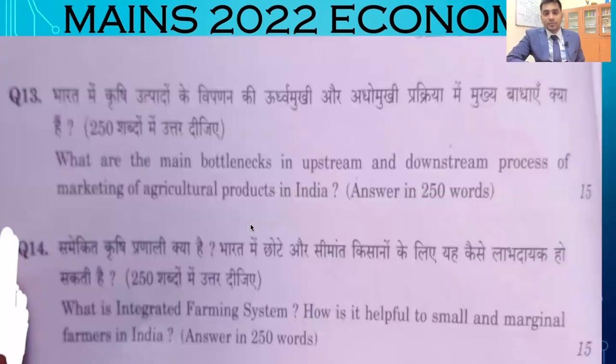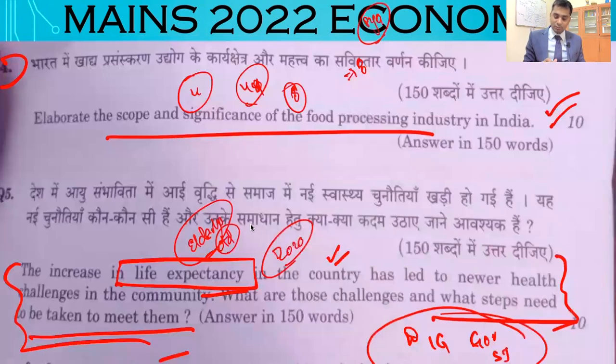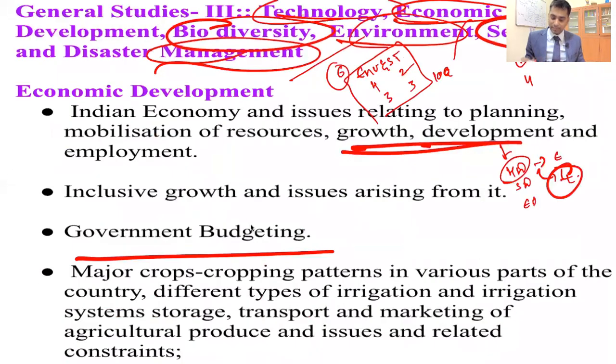13th: what are the main bottlenecks in the upstream and downstream process of marketing agricultural products in India? Direct question. What is the syllabus component of it? Upstream and downstream requirements of agricultural marketing in India.